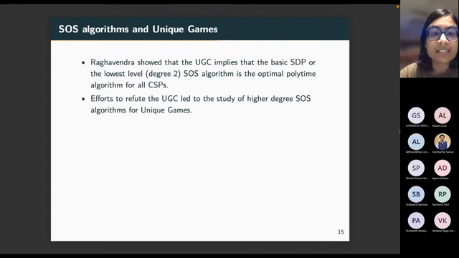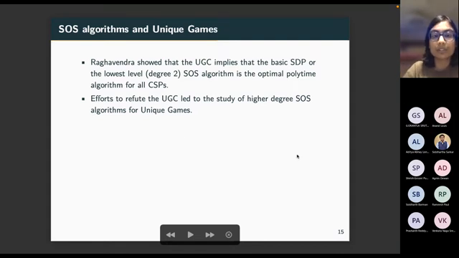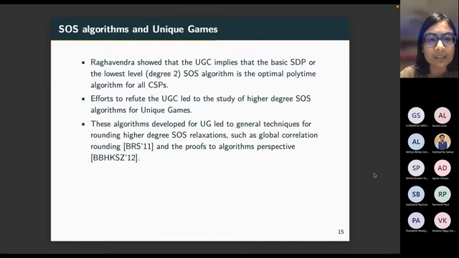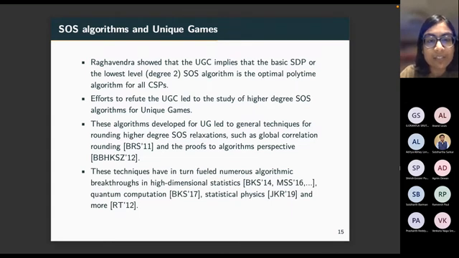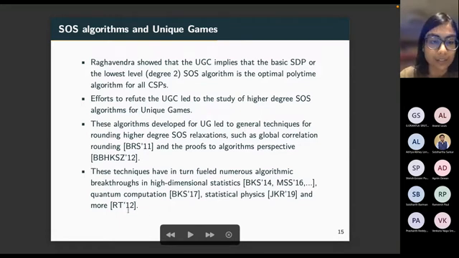And therefore, as the history goes, this theorem was very surprising, and therefore many people tried to refute the unique games conjecture by studying higher levels of the Sum-of-Squares relaxation. And this led to some techniques such as global correlation rounding of Barak, Raghavendra, Steurer, and this proofs to algorithms perspective of these authors. These techniques were developed to analyze these Sum-of-Squares relaxations. Although they were developed for unique games, they have led to a lot of breakthroughs in high-dimensional statistics, quantum computation, statistical physics, and other problems like that considered in Raghavendra Tan.